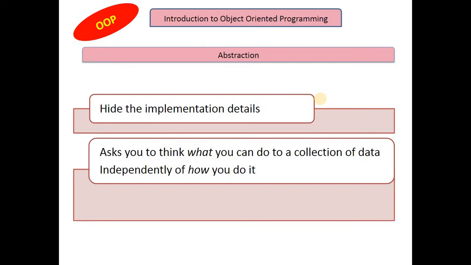Next concept comes with abstraction. Data hiding is a concept of encapsulation, but abstraction provides the implementation detail hiding. That is, it asks you to think what you can do to a collection of data independently of how you do that particular thing.